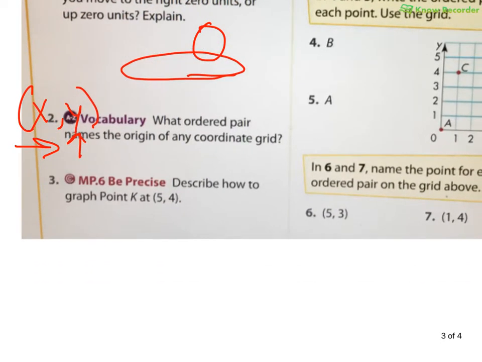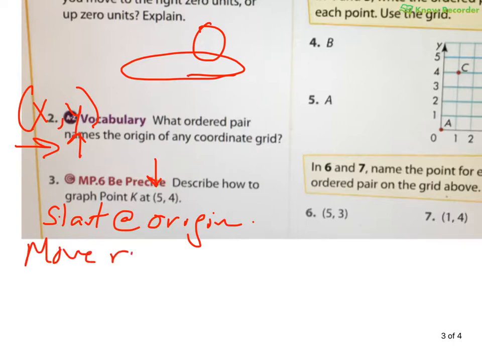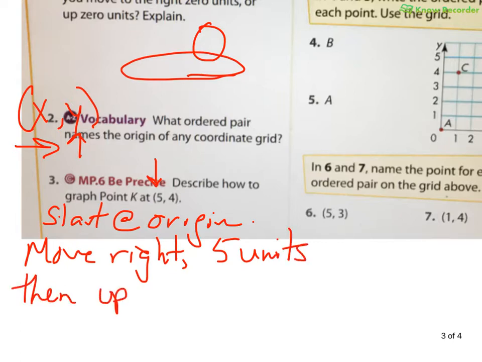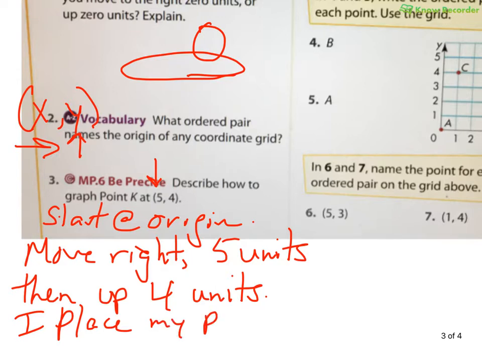Filling the void. Well, the first thing we have to do is we realize that this is my x-axis. So, I start at the origin. I move right 5 units. Then up 4 units. I place my point there. Shazam. Now let's have fun.